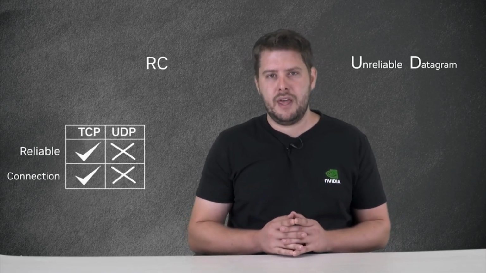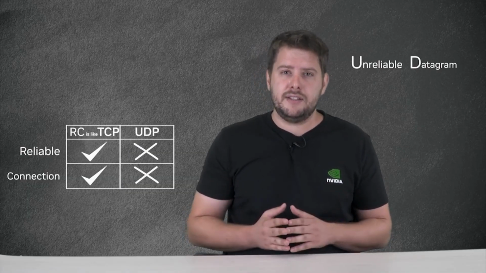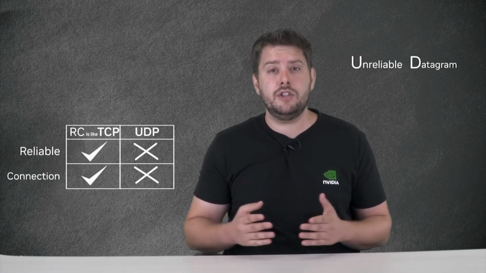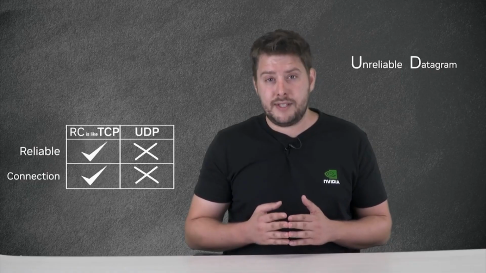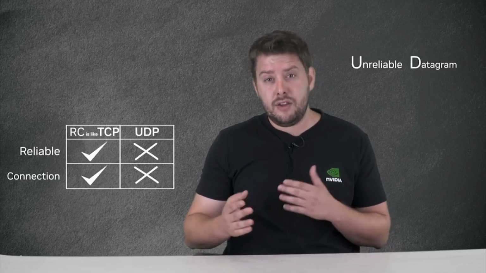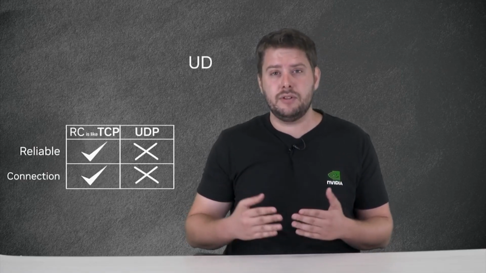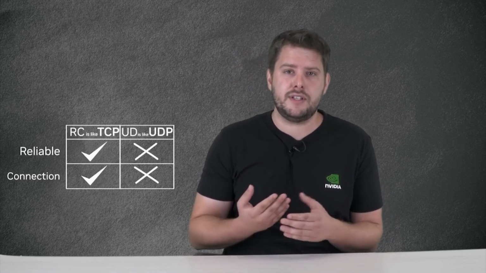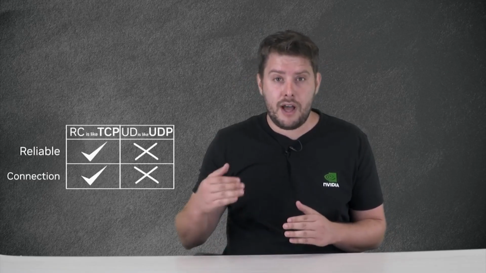RDMA programming has 2 types of transports: RC, which stands for reliable connection, and UD, which is unreliable datagram. RC, as its name suggests, is a reliable connection-oriented transport. It means that every sent message is guaranteed to arrive at the other side, and you need to establish a connection before you start using this transport method. On the other hand, we have UD, or unreliable datagram service. It means that every message can potentially be sent to a different destination, and it is not guaranteed to arrive at the other side.